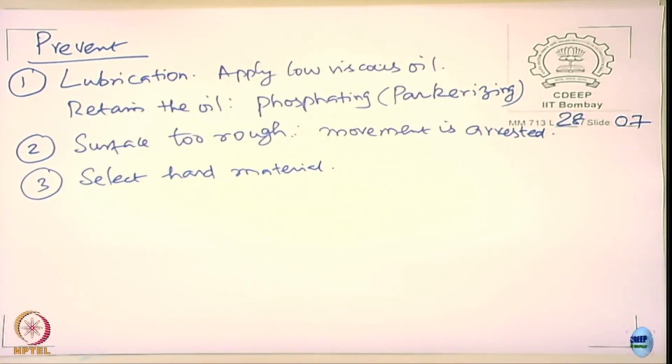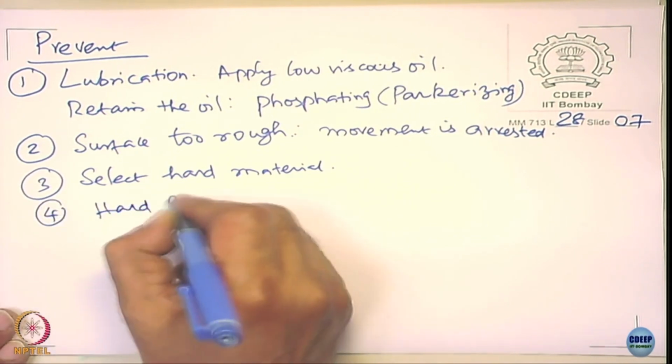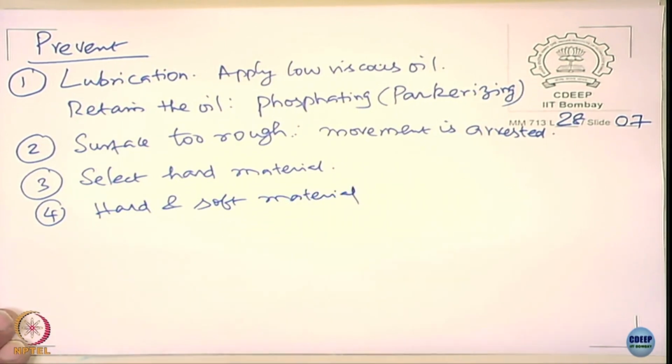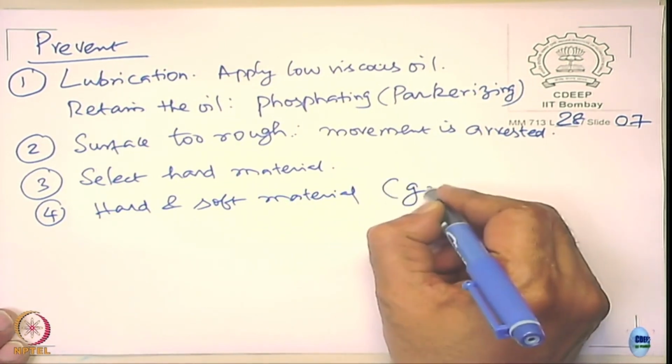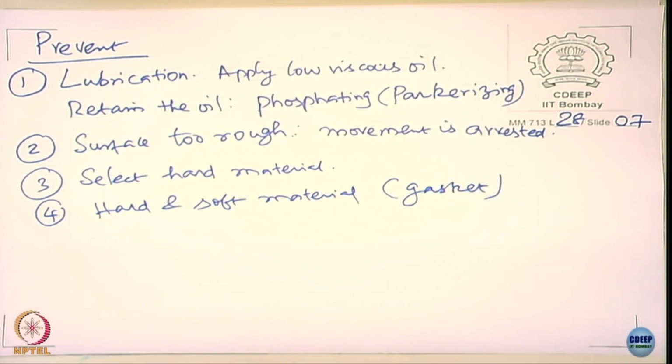Or what you can do, you can also choose hard and soft material. What does it mean? I can use a gasket, right? I can use a gasket. So, the gasket also arrests the movement of the interface. Okay. So, sometimes people use lead. When you have lead poured in between the surfaces, what happens? The lead does not allow it to go, but nowadays lead is being banned, you can't use lead so much because of its toxicity. Okay.